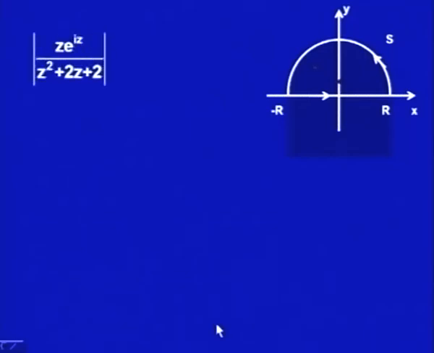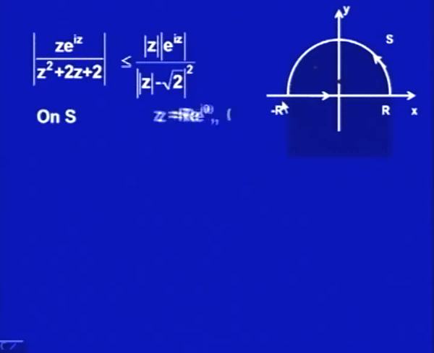Again, write this function z e to the power i z upon z square plus 2z plus 2. This again we would write as the absolute value of mod z into mod of e to the power i z upon mod of z minus root 2 whole square. This is what we had already obtained. Now, we want this integral on this semicircle S.